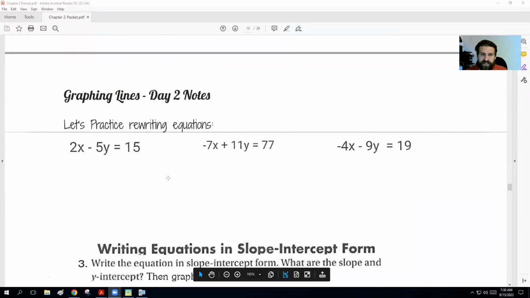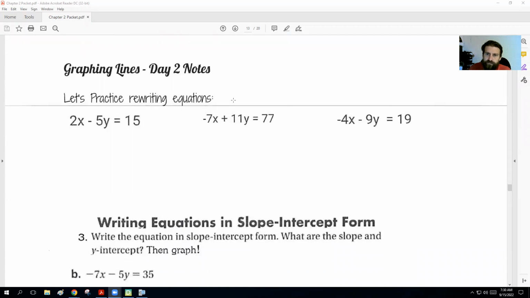So today, let's practice getting these into y equals mx plus b form. What we want to do is get the y by itself. So we're going to minus the 2x over here, and that means we get negative 5y equals negative 2x plus 15. It's almost like we're not doing any math. We're just moving it to the other side and changing the sign. Then we're going to divide by negative 5 because that's the number next to the y.